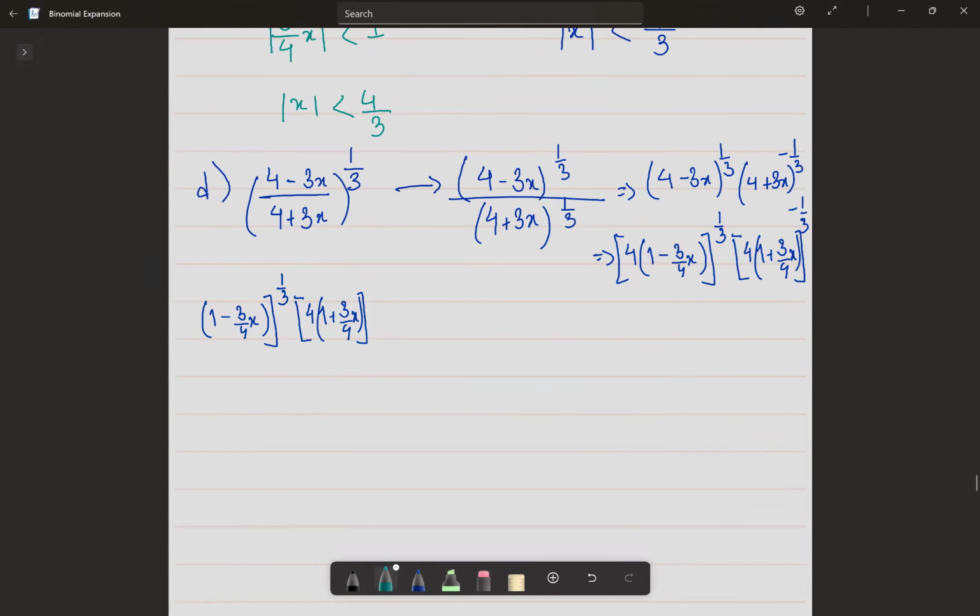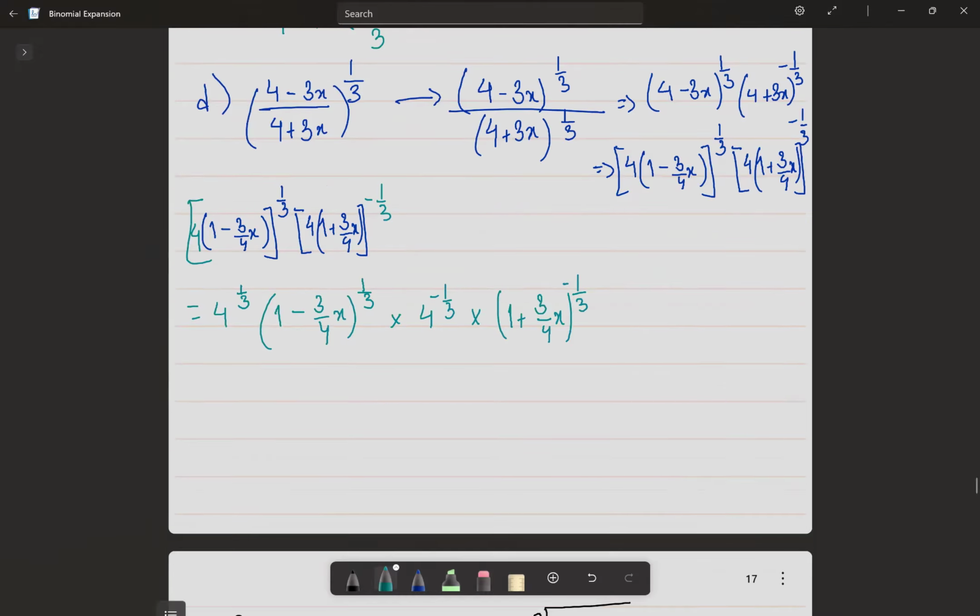So if you expand this, what do you get? Before expansion, we have a 4 in here. So we will distribute the powers. We will get 4 to the power of 1 by 3 and then 1 minus 3 by 4x to the power of 1 by 3. And then from here, we have 4 to the power of minus 1 by 3 into 1 plus 3 by 4x to the power of negative 1 by 3.